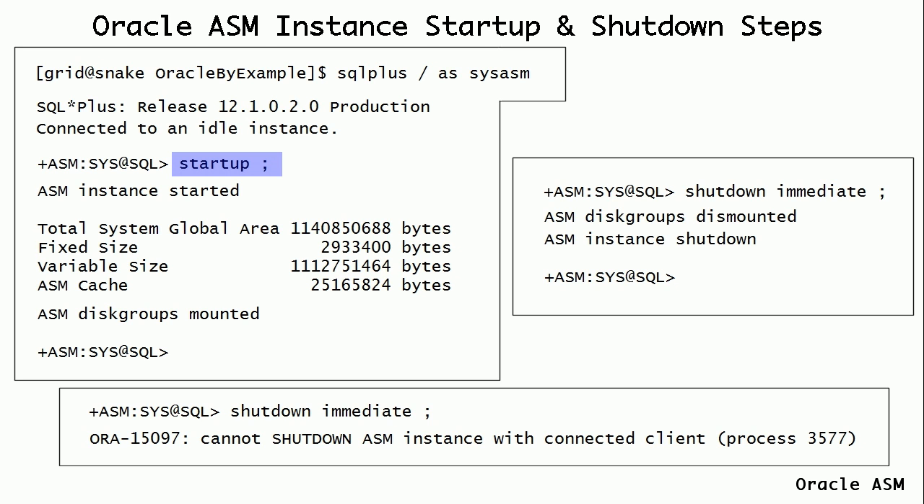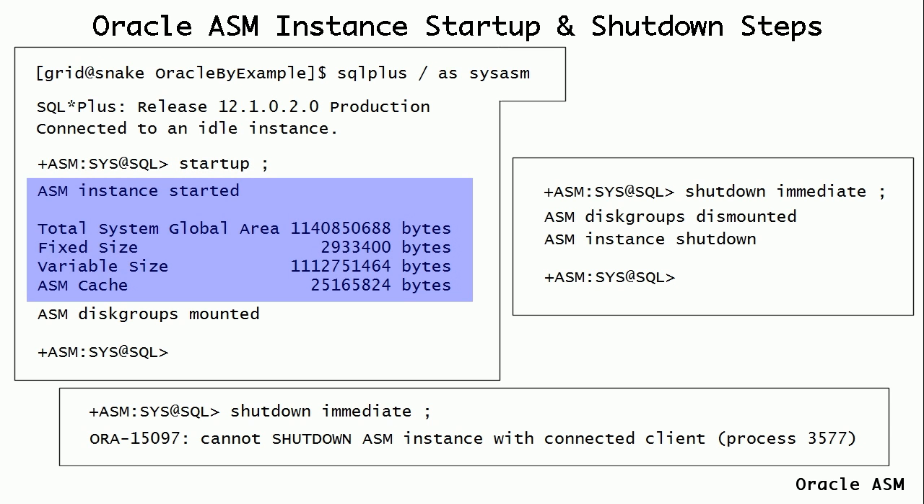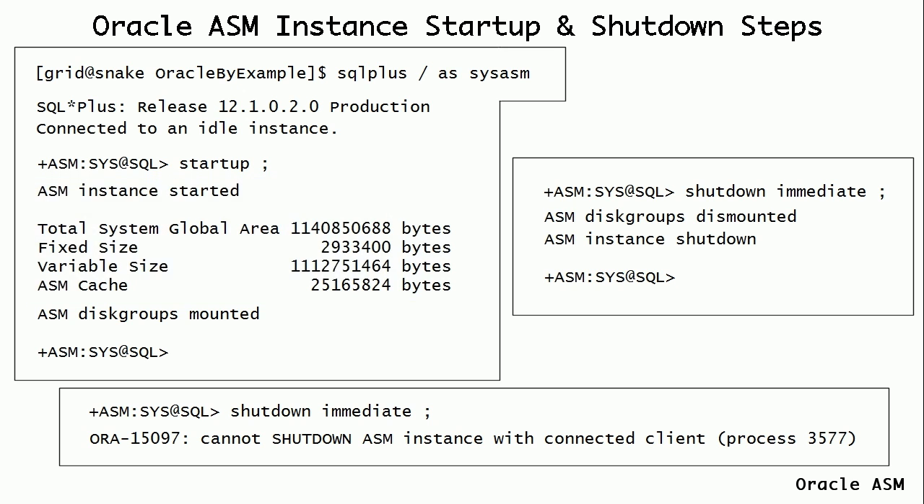Oracle ASM instance can be started using the startup command. First, Oracle ASM instance is started. System global area and other memory structures are allocated. Oracle ASM background processes are started. Oracle ASM disk groups are mounted. Note that Oracle ASM instance does not mount or open any database.